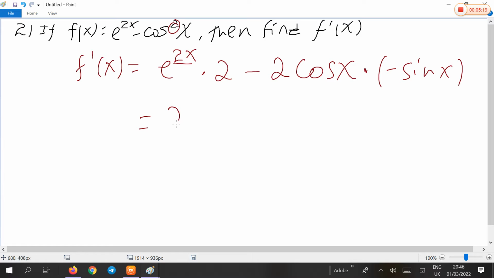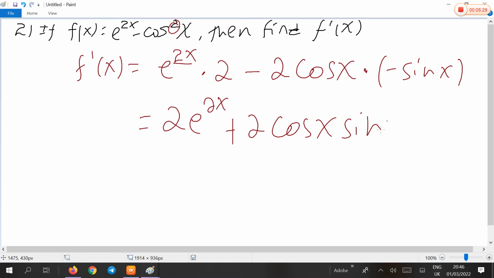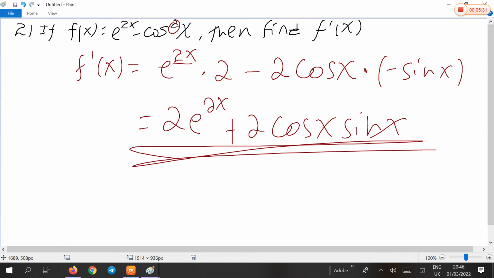Then this will be twice e to the power of 2x minus 2 times minus, or minus of minus will be plus, twice cos x sine x. This will be the first derivative of the given function.